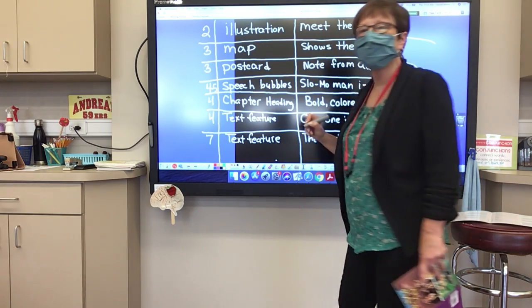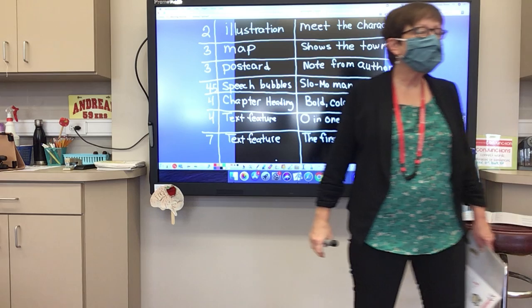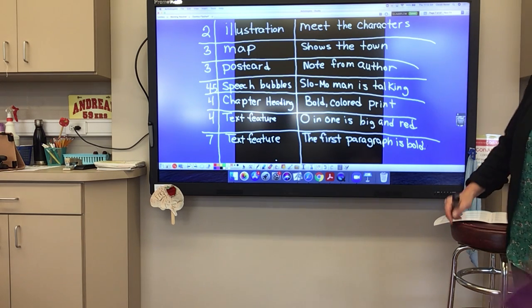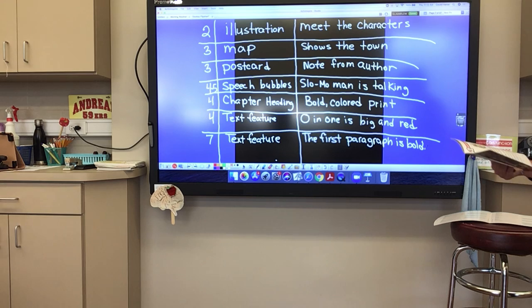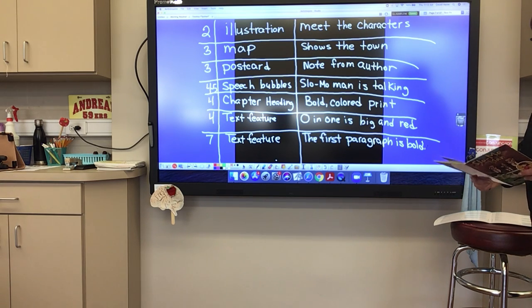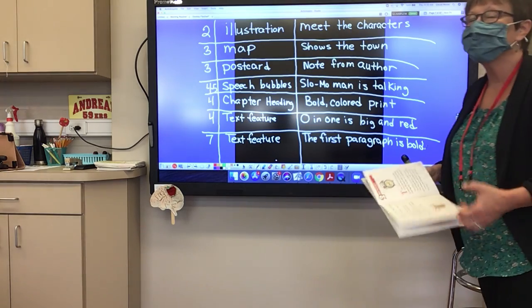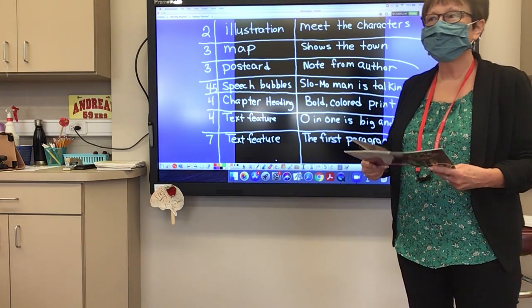Why do you think that first paragraph is bold? Why would they want that paragraph to be bold? Why do you think? Kelsey? Because it could be important to the story. It gives information. Yes, it could have important information for us. That could be why it is bold.